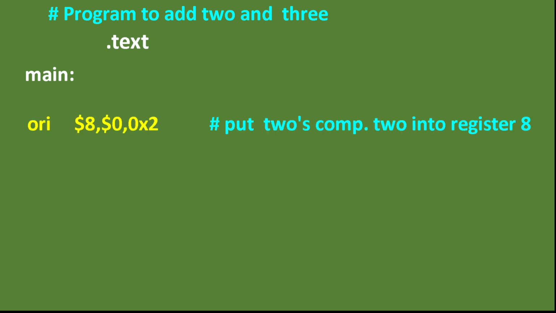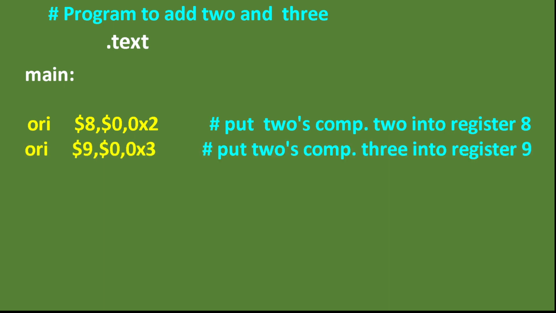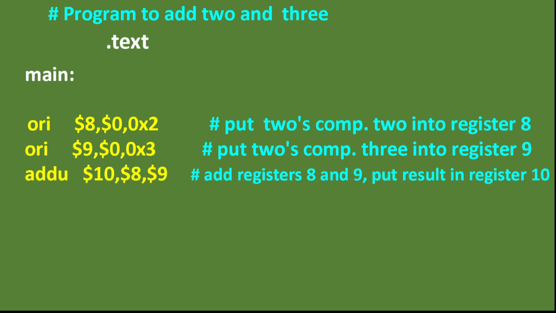.text main: ori $8, $0, 0x2 # put 2's complement 2 into register 8. ori $9, $0, 0x3 # put 2's complement 3 into register 9. addu $10, $8, $9 # add registers 8 and 9, put result in register 10. # end of file. So this is the particular program code which we have written for adding 2 and 3.